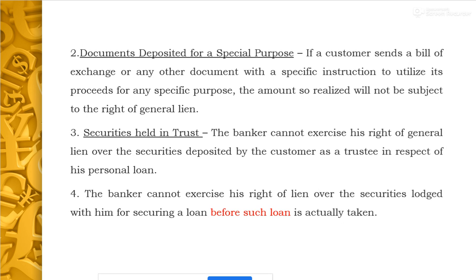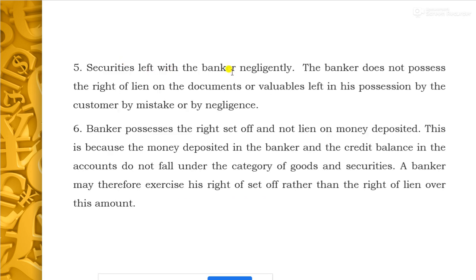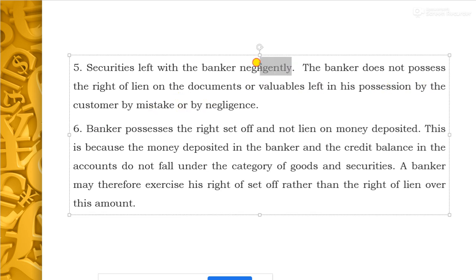Now, next is securities left with the banker negligently. So, sometimes the customer has brought some valuable documents when he is going to the bank, and by negligence or mistake, he has left those particular documents at the bank counter. In that case, on that document, the banker cannot exercise banker's right of lien. So, the banker does not possess any right of lien on documents or valuables left in his possession by the customer by mistake or negligence.